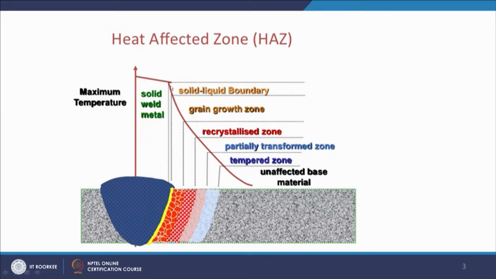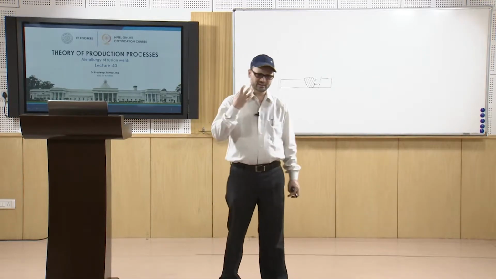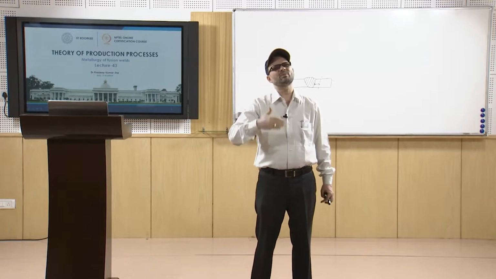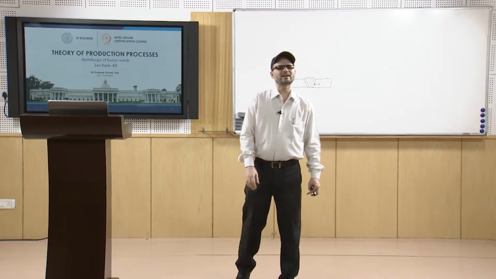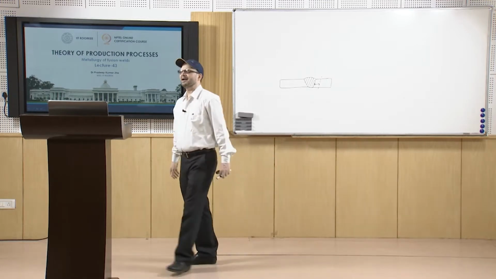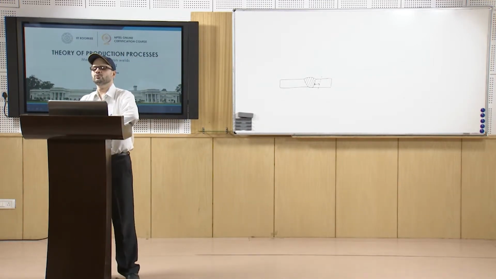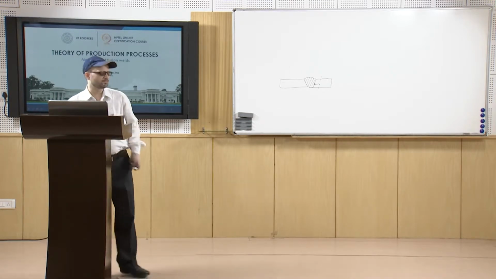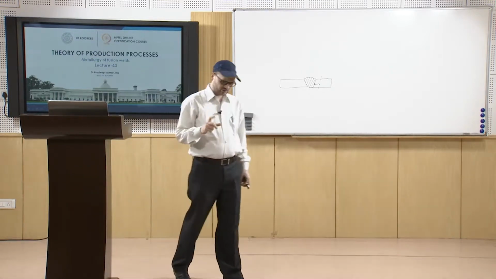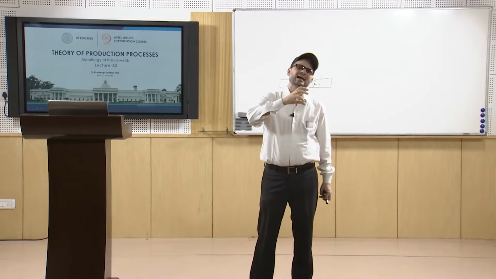Similarly, if you look from here, you will have this zone. As you see, there will be a grain growth zone, a recrystallized zone, a partially transformed zone and a tempered zone. In all these zones you see the effect of the thermal treatment experienced by this material. That is known as the heat affected zone. Then next comes a zone which is the unaffected base material, where you do not see appreciable change in the structure of the material.